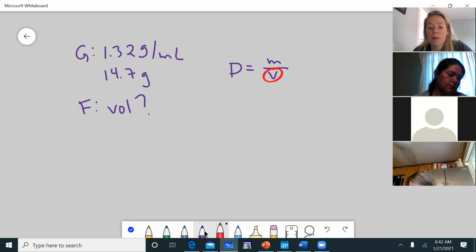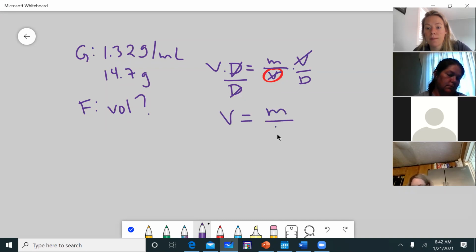So in order to get volume by itself, I'm going to move volume over to this side and take density and bring it over here. So I'm going to multiply this side by volume, multiply this side by volume, divide this side by density, divide this side by density. Volume cancels, density cancels, and we're left with volume is equal to mass divided by density. I just isolated for the variable.